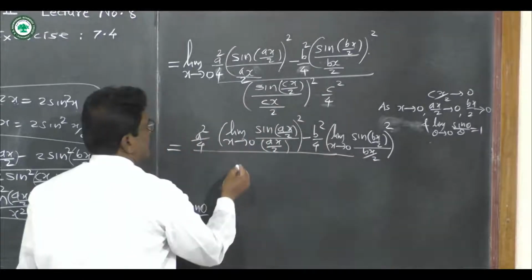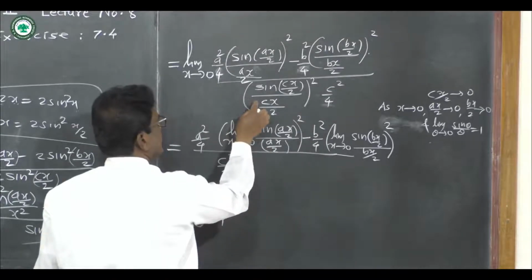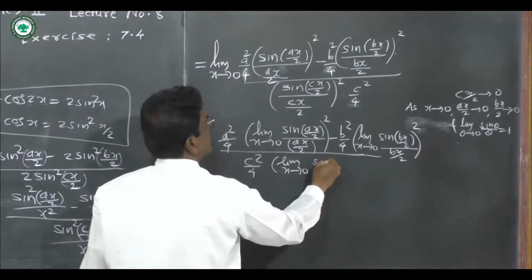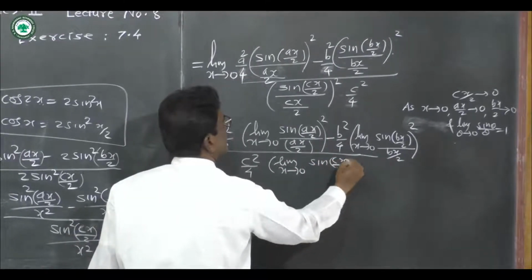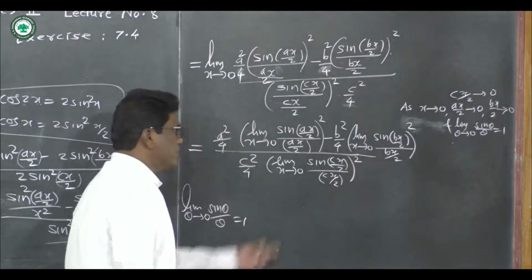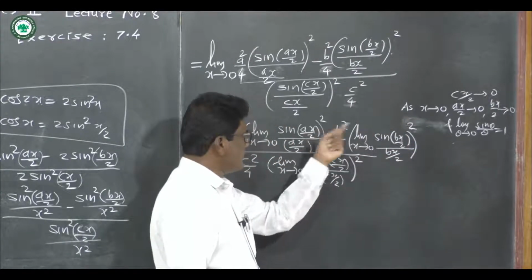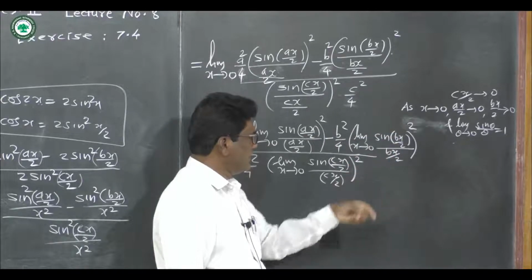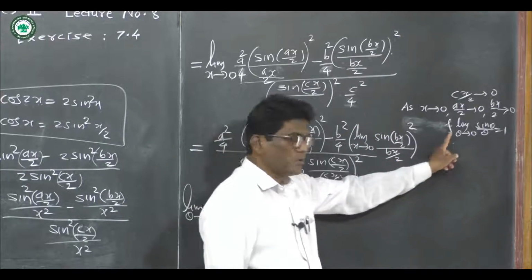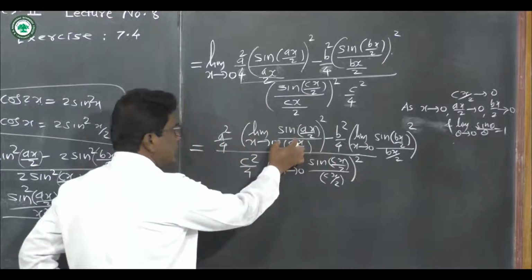Divided by c square upon 4, this c square upon 4 and now take limit inside this bracket. So limit as x tends to 0, sine of cx upon 2 divided by cx upon 2 and whole square. Now the value of this is 1 using this formula. Since x tends to 0, ax upon 2 tends to 0, this bx upon 2 tends to 0, this cx upon 2 also tends to 0, and using the formula limit theta tends to 0, sine theta upon theta, that is equal to 1, means the value of this bracket is 1.